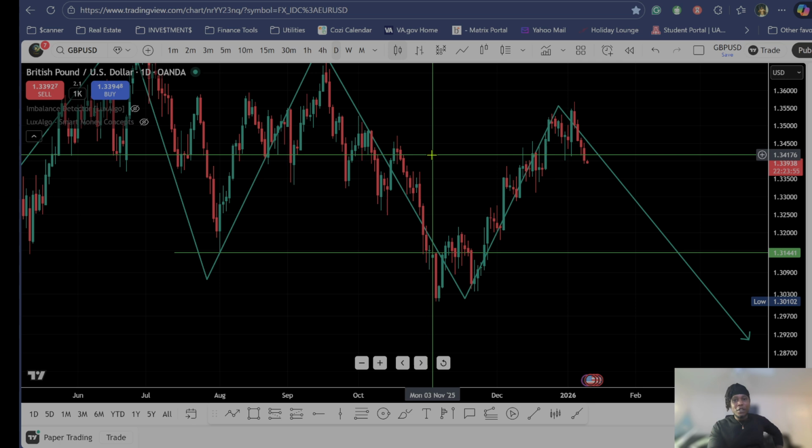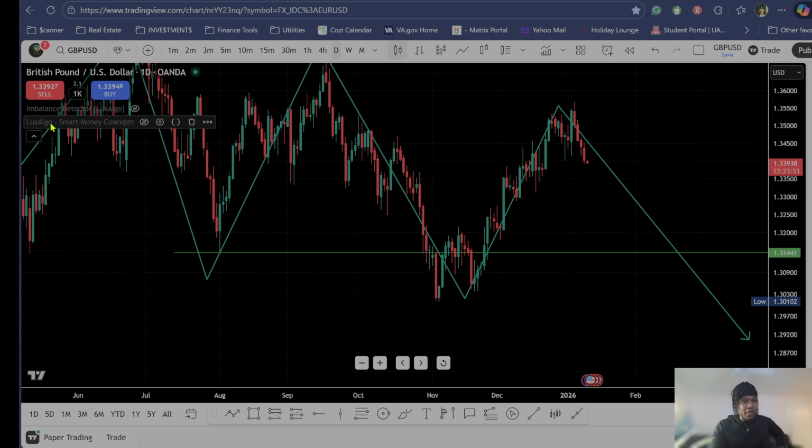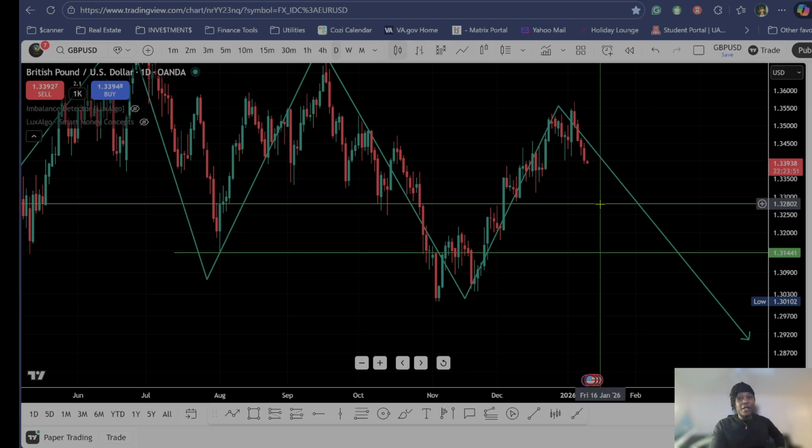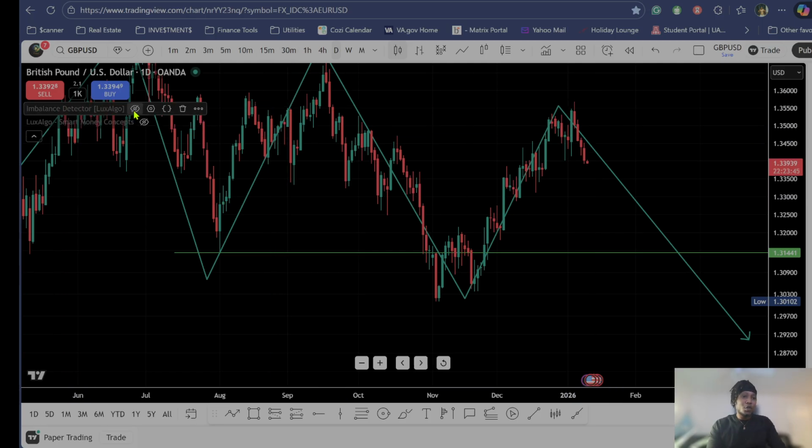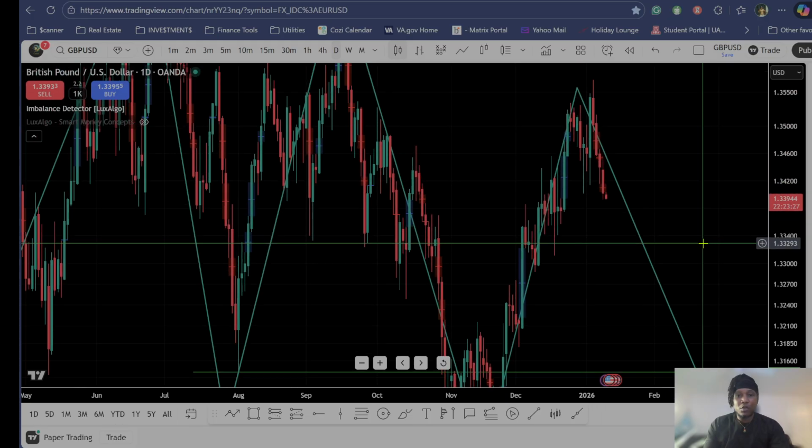Okay, moving on. I use an imbalance detector to find imbalances because the market loves those. Then I use another indicator called Smart Money Concept. These two are from the same creators. So, Smart Money Concept and imbalance detector. I just discussed the imbalance detector, and if you notice, let's zoom in on it so you can see it clearly.